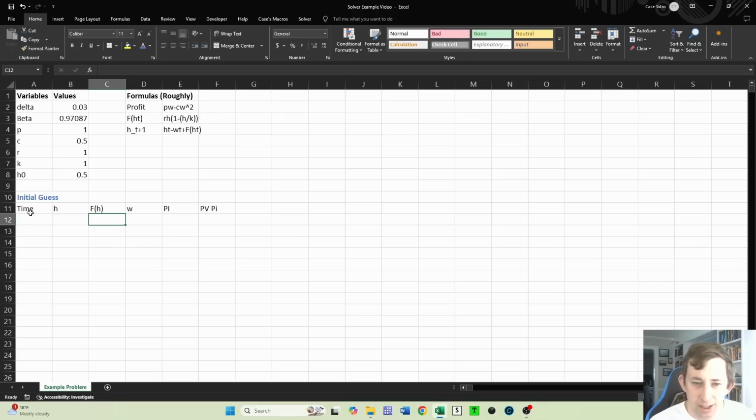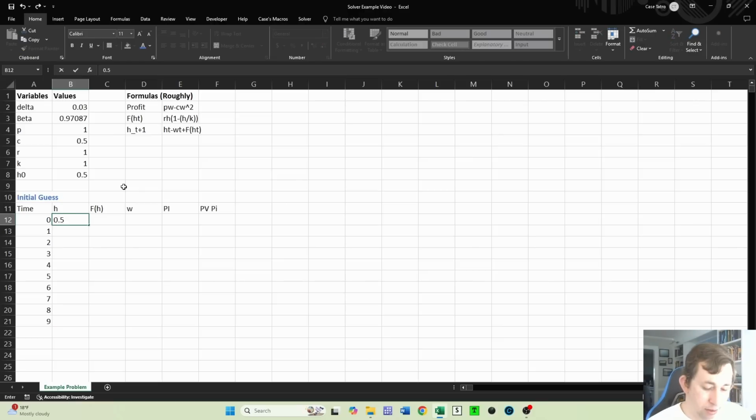Okay, so now I've got this set up. And now I need to go from period 0 to 9 because I have 10 periods. Once I type in 0 to 1, I've got some options. I can wait until this cursor becomes a plus and then pull it down. And then it's going to say 9. Okay, so now for H, I know that my H0 is 0.5, so let me plug that in.